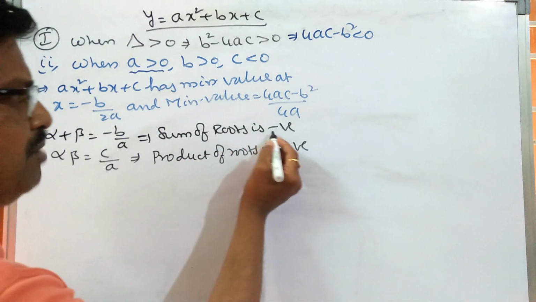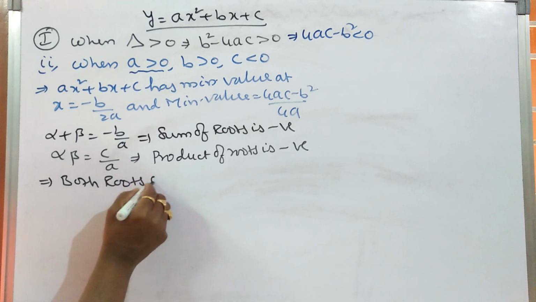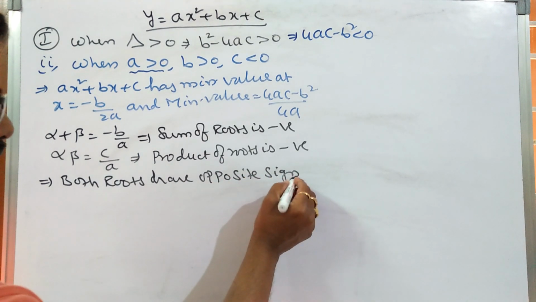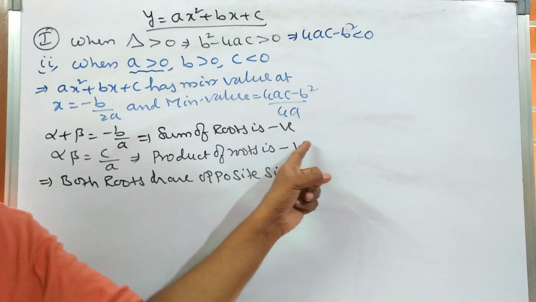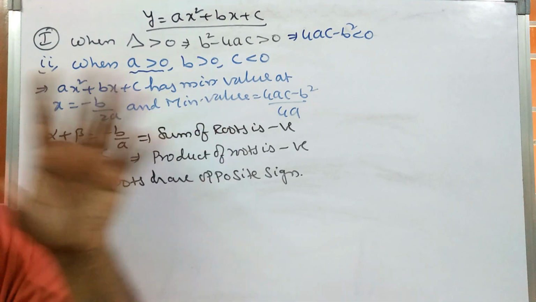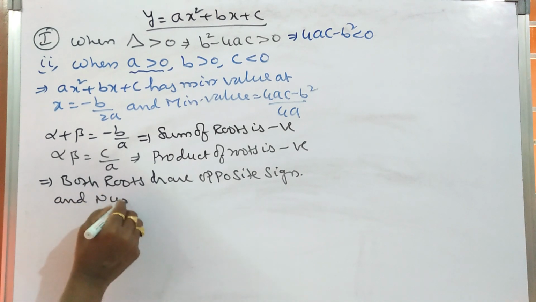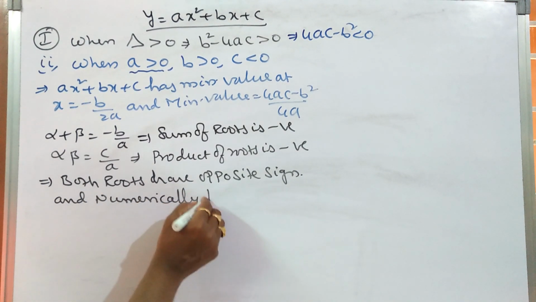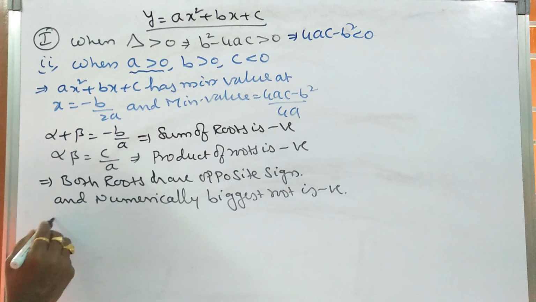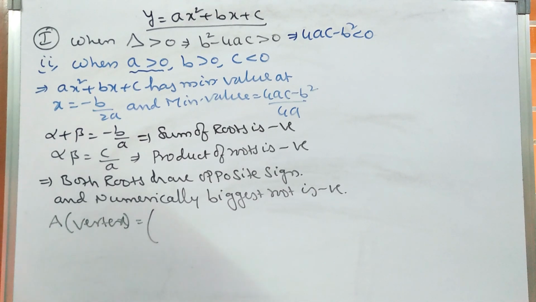And the sum of the roots is negative. So this implies both roots have opposite signs. And if you observe, the sum of the roots is negative. What's the meaning of it? The numerically bigger root is negative.